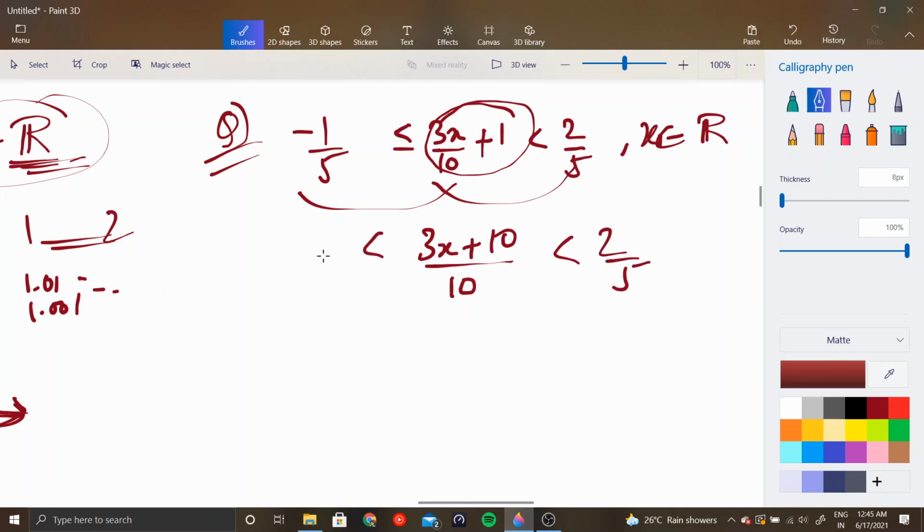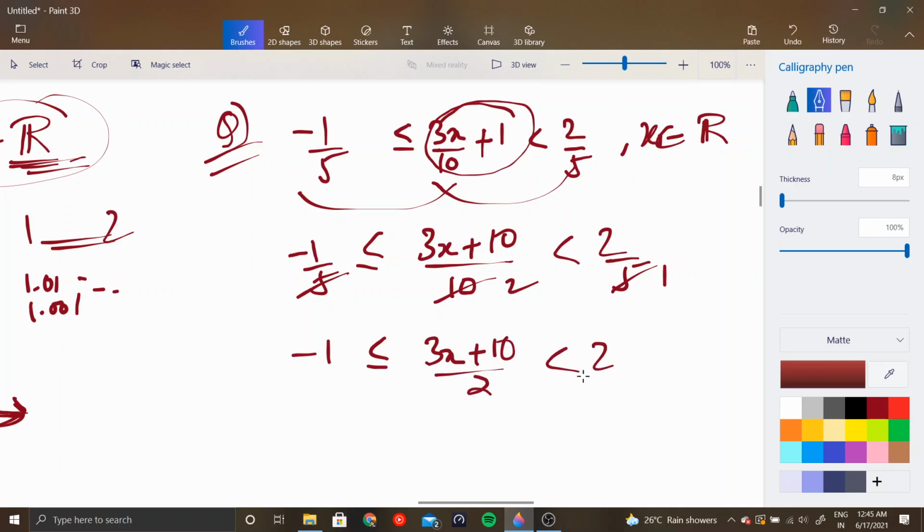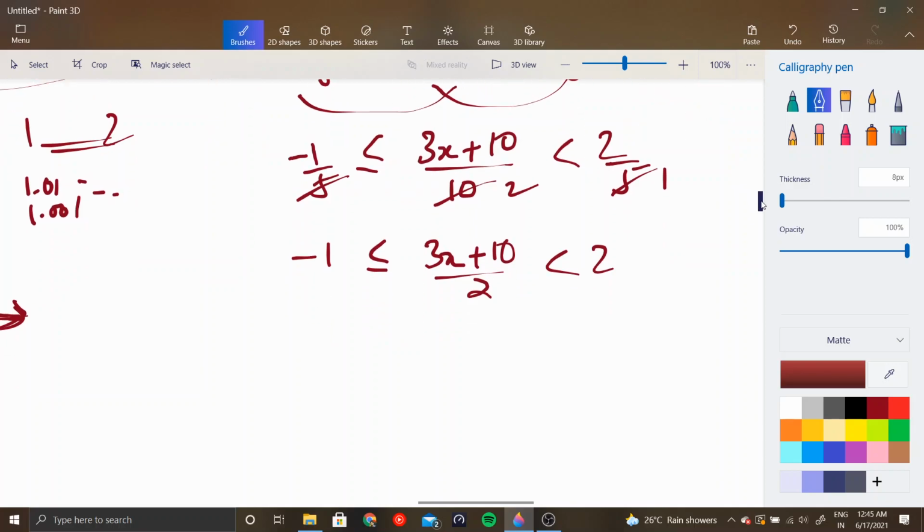Correct? This is this thing, right? So before segregating into two problems, what we are doing is we are simplifying this. Now, if we just cancel off 5 from here and from here, we are left with -1 ≤ (3x + 10)/2 < 2, right? This is a simplified form, okay?